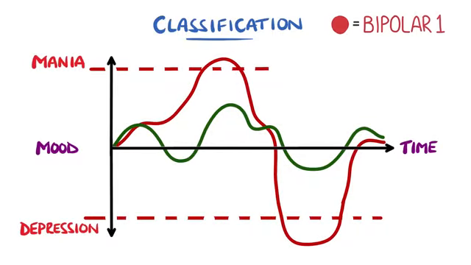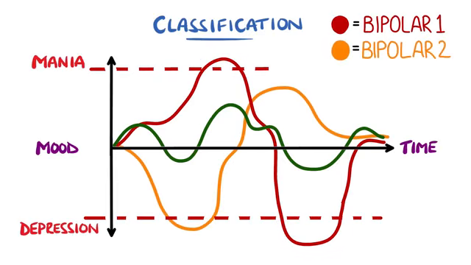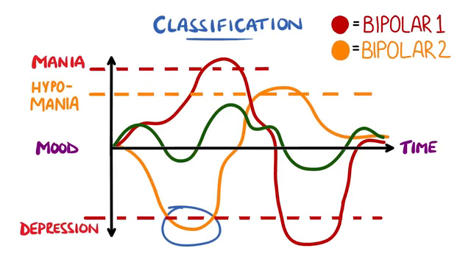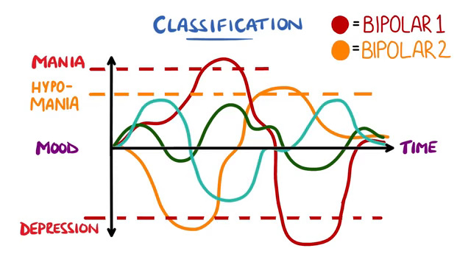Bipolar 1, which can be diagnosed with a single episode of mania because it is given that a depressive episode will eventually occur. Bipolar 2, where there is at least a single depressive episode and 1 hypomanic episode. Then we have cyclothymic disorder, sometimes considered as mild bipolar disorder, where there are depressive and hypomania-like episodes that do not quite meet the criteria for major depressive episodes or hypomanic episodes.